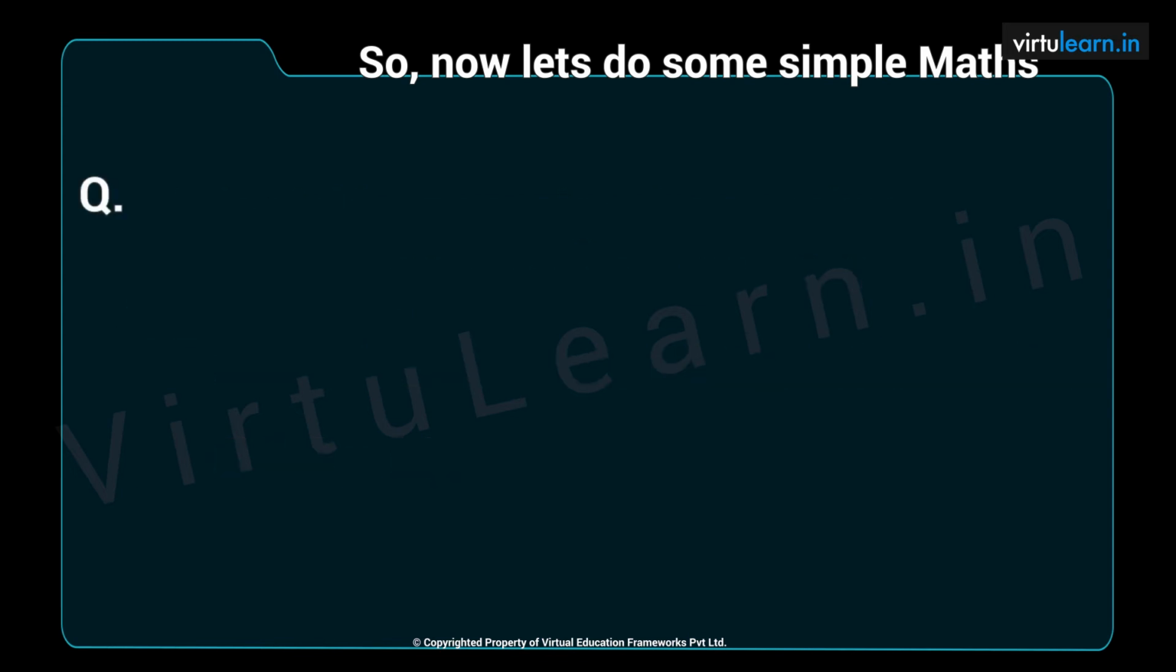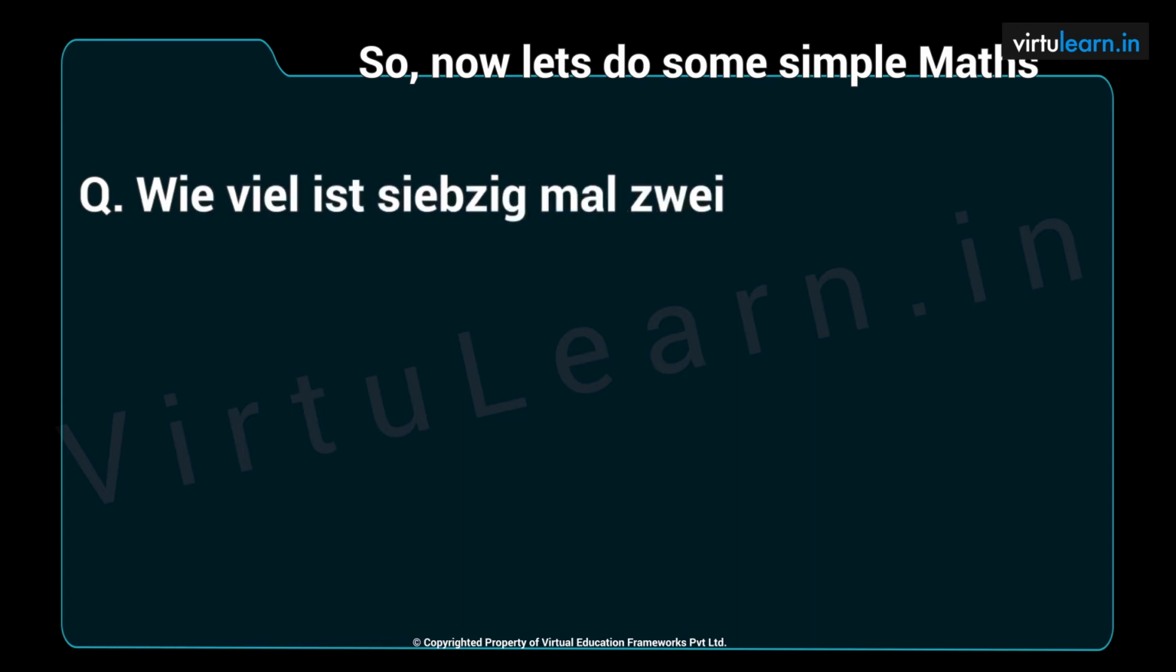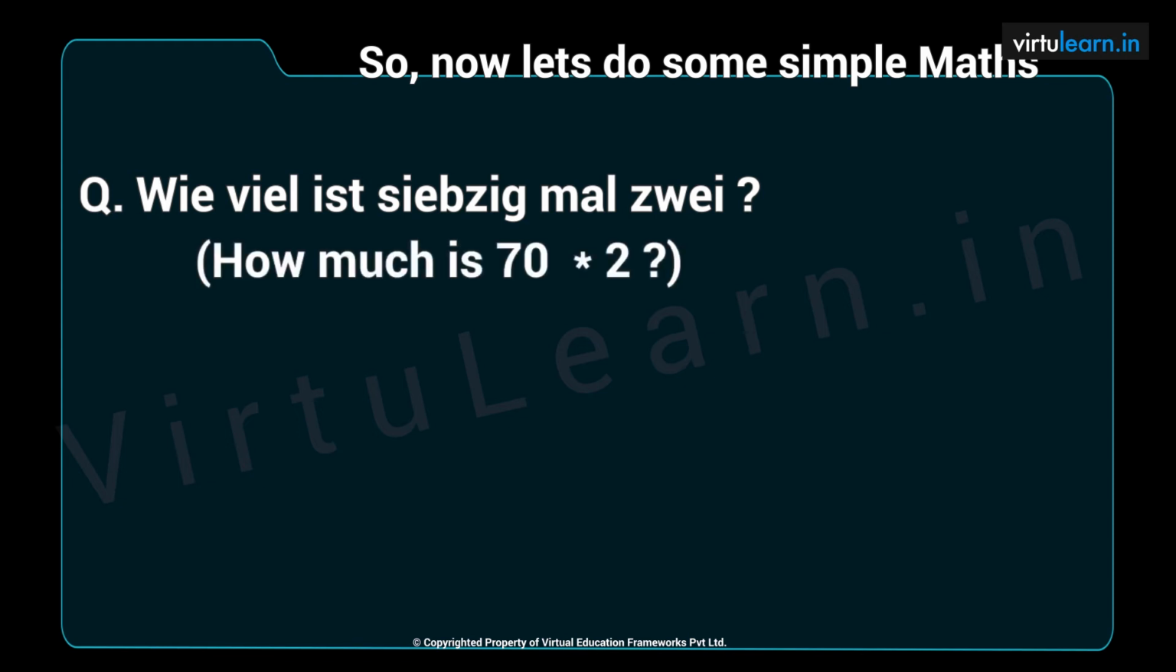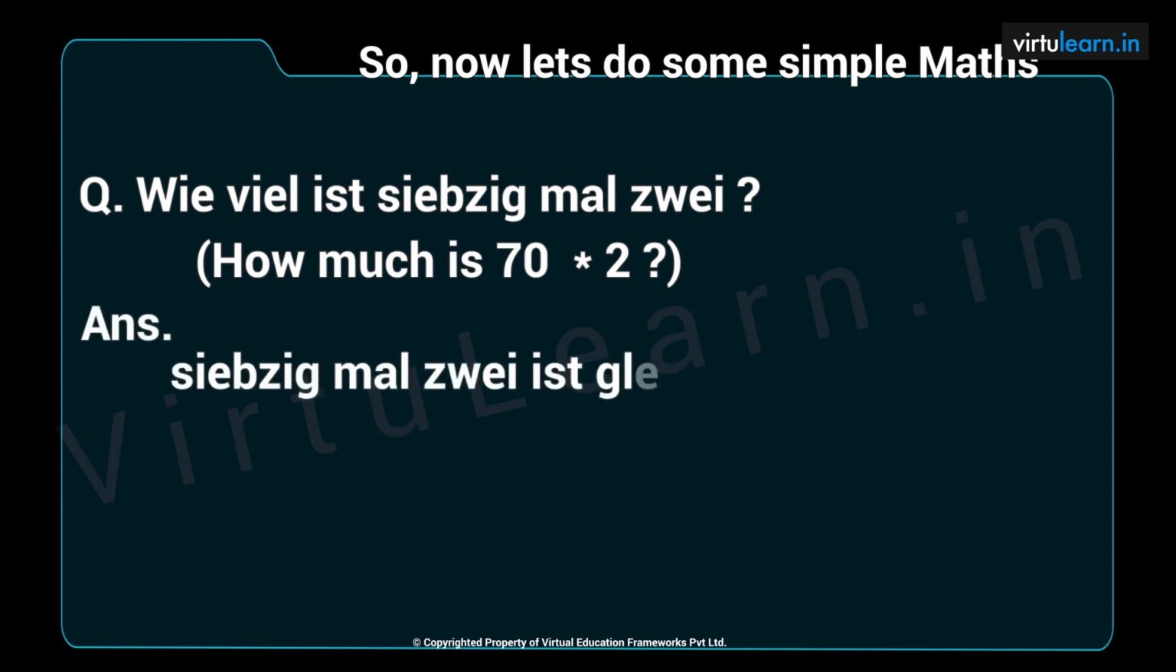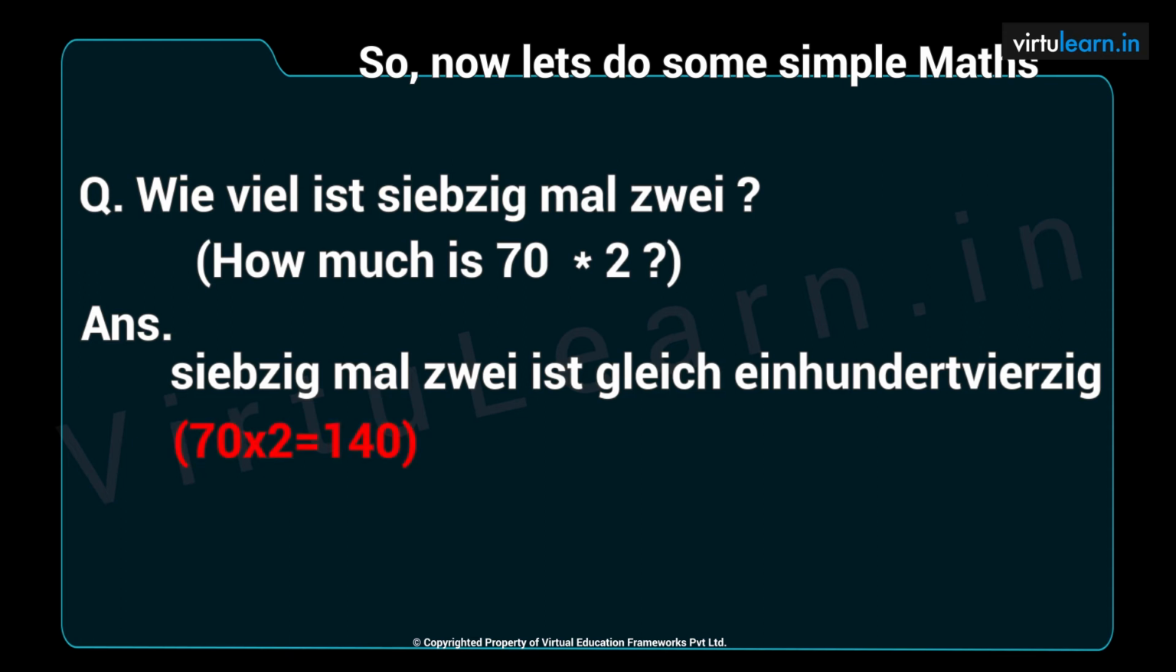Number 3. Wie viel ist 70 mal 2? How much is 70 times 2 or 70 into 2? 70 mal 2 ist gleich 140.